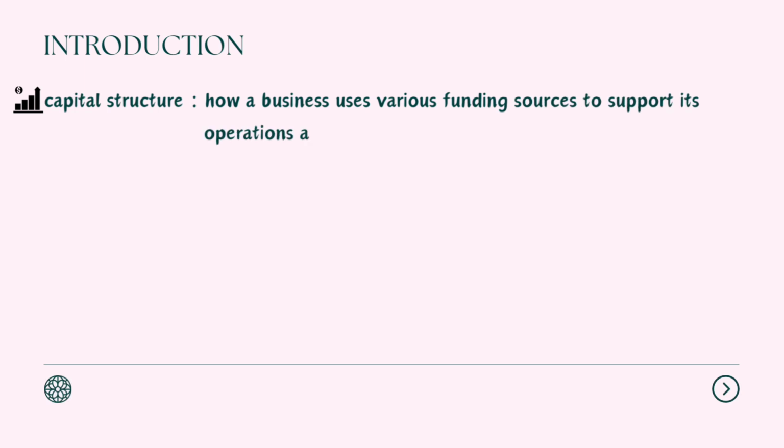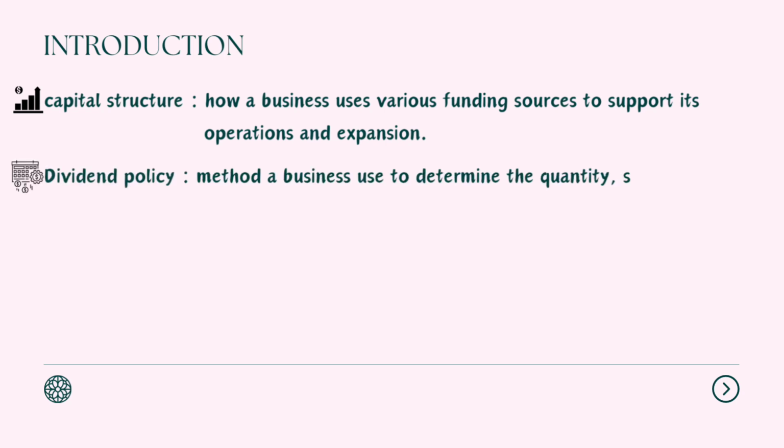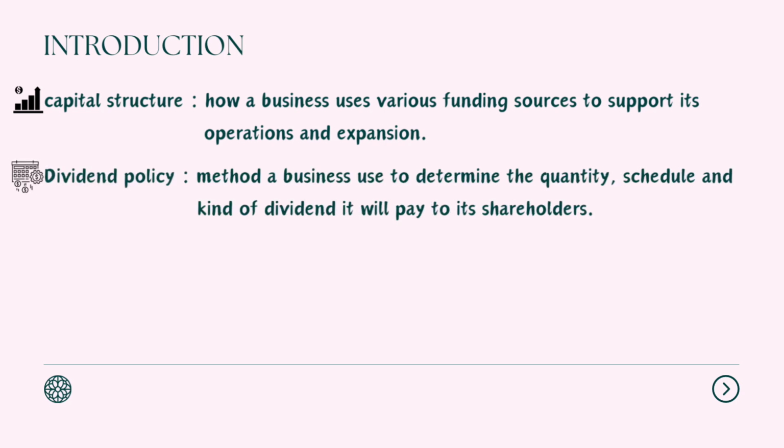Capital structure describes how a business uses various funding sources to support its operation and expansion. These sources can be debt, equity, and even hybrid securities. Dividend policy, known as the method a business uses to determine the quantity, schedule, and kind of dividends it will pay to its shareholders.